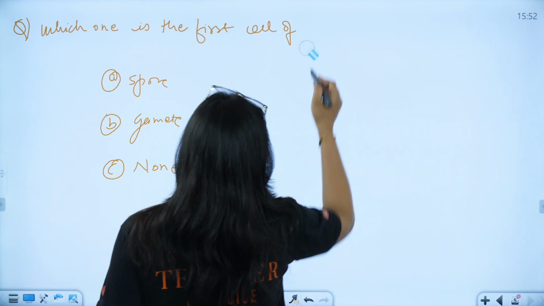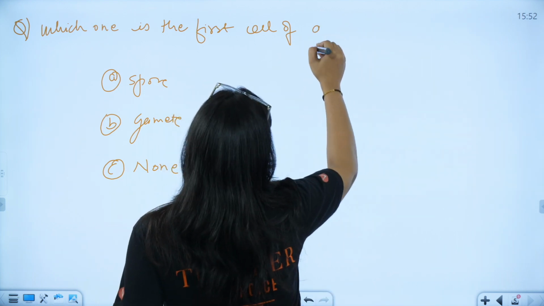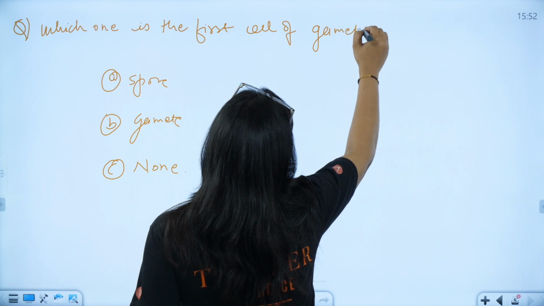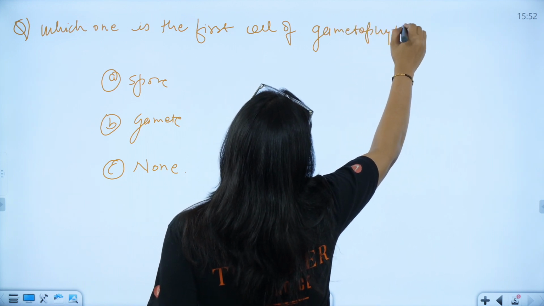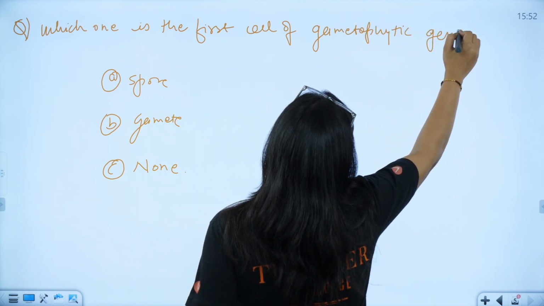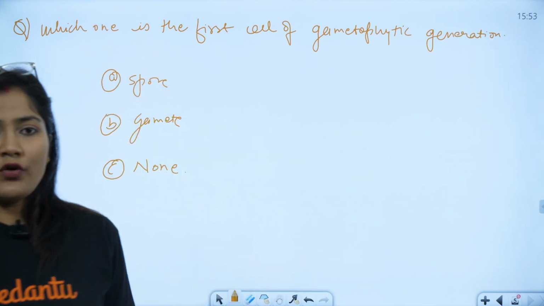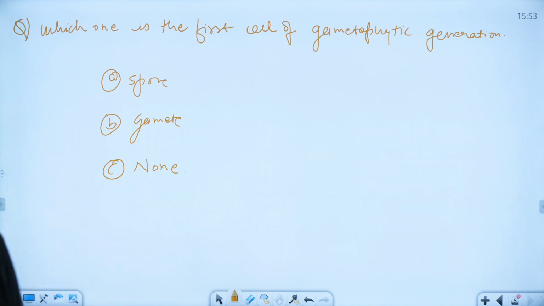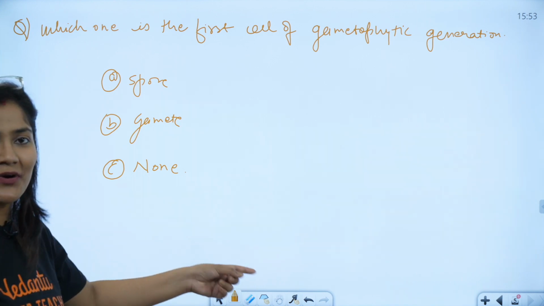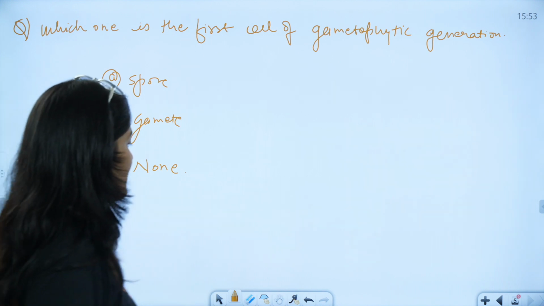Which one of the following is the first cell of gametophytic generation? Yes, which one of the following is the first cell of gametophytic generation? Quickly give me the answer. Spore, gamete and none of the above. Take your time, think about it.